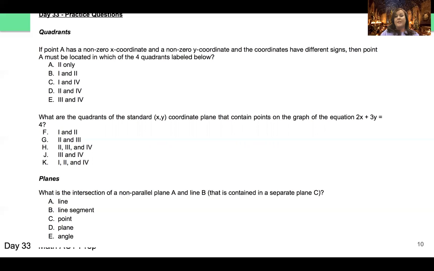So now they're telling you that the coordinates have different signs. So that could either be plus, comma, minus, or it could be minus, comma, plus. And those happen in quadrants 2 and 4.